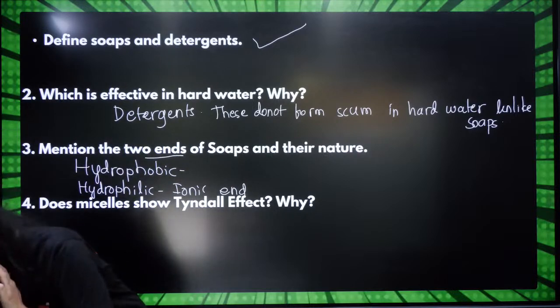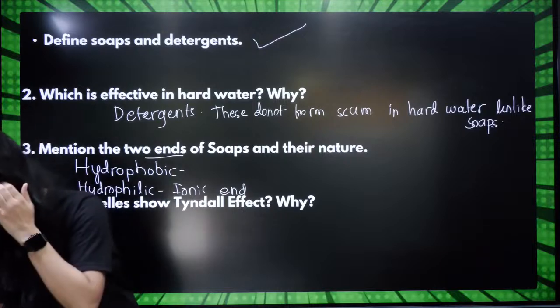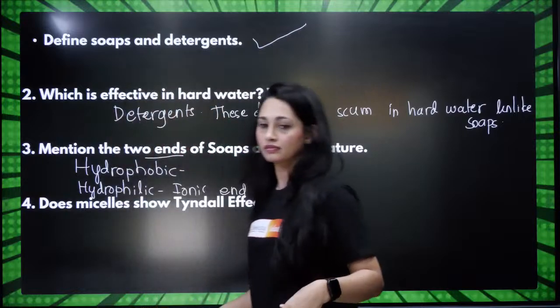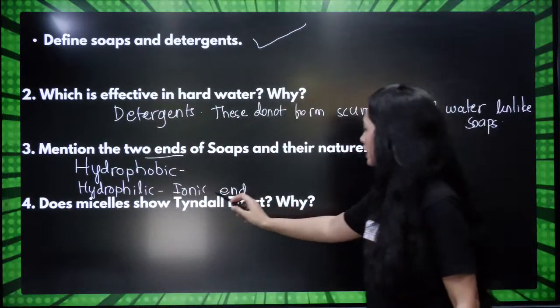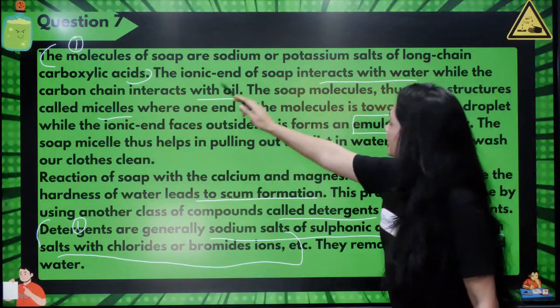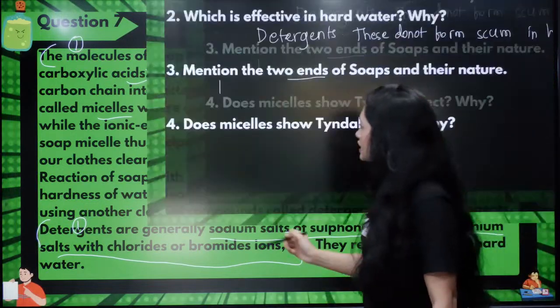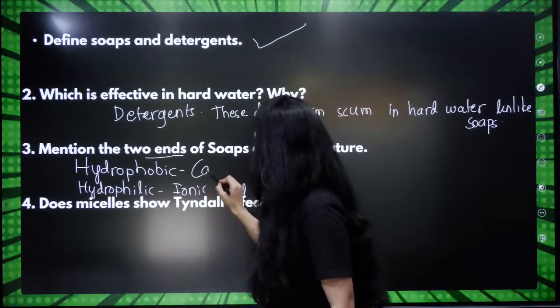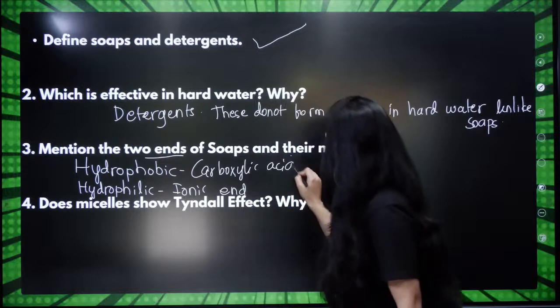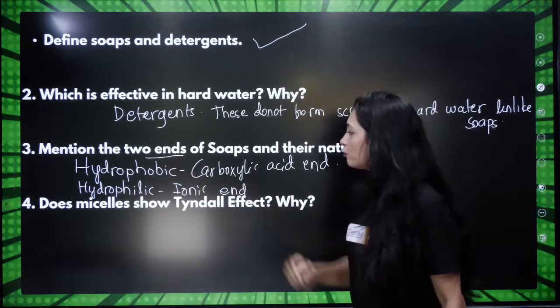Due to magnesium and calcium, yeah, they form scum. Very good. What's the answer? Hydrophilic is the ionic end and hydrophobic is the carbon chain. So, what is it? It is the long chain carboxylic acid, and it is hydrophobic in nature.